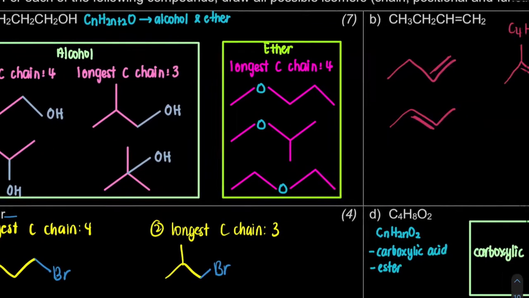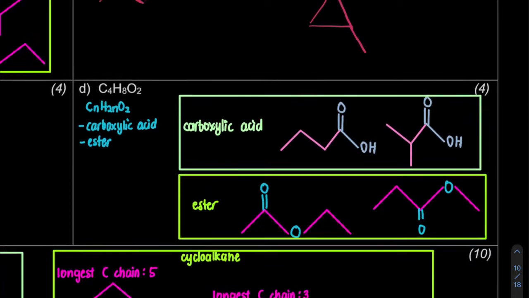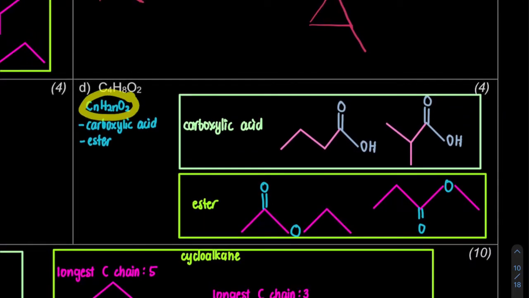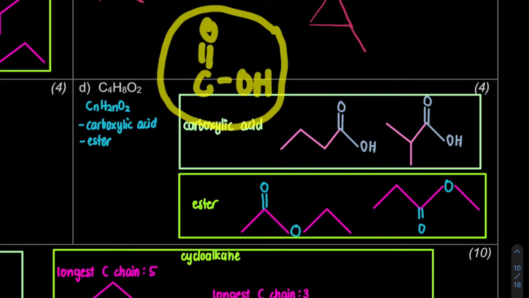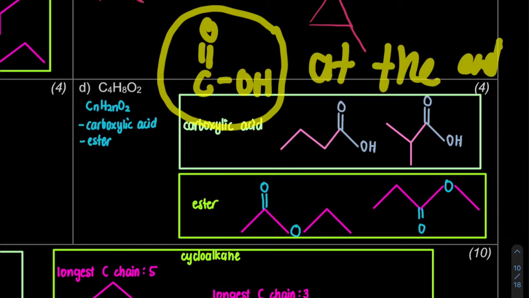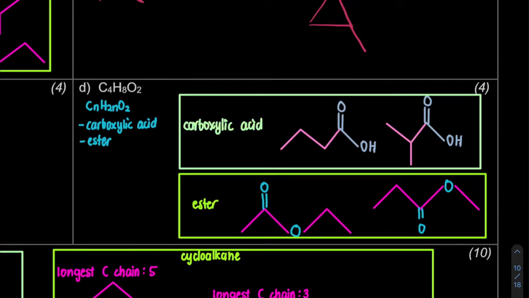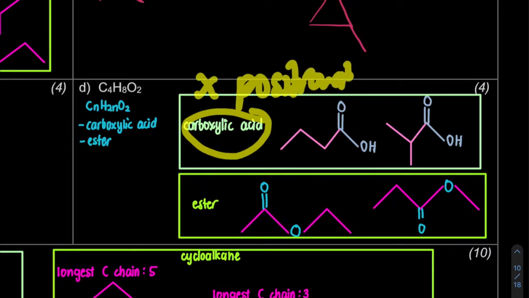Okay, next is example D. Example D follows the formula of CnH2nO2, which is the functional isomer. If there are 2 oxygens, it's only carboxylic acid and ester. Carboxylic acid is where C double bond OOH, and this COOH must be at the end of our molecule. So here, for the carboxylic acid, there is no positional isomer. We cannot change it, because COOH must be at the end.